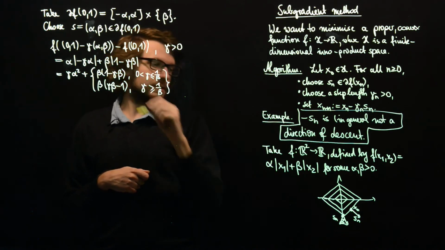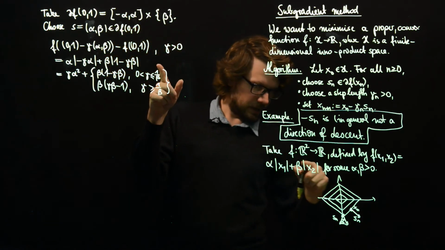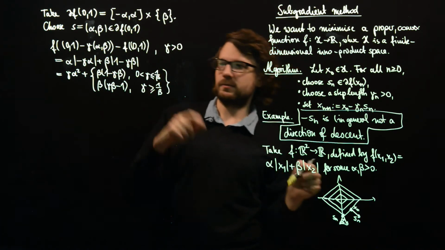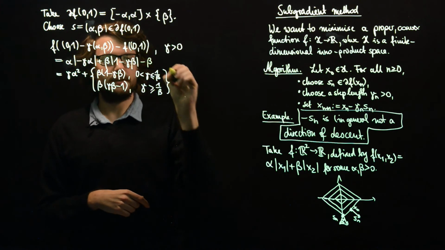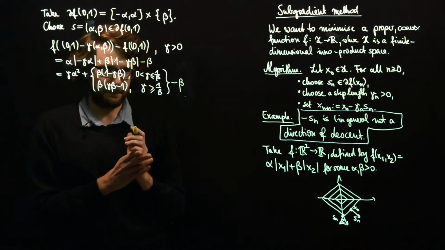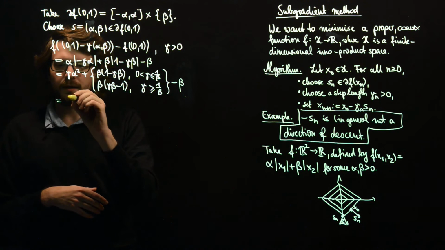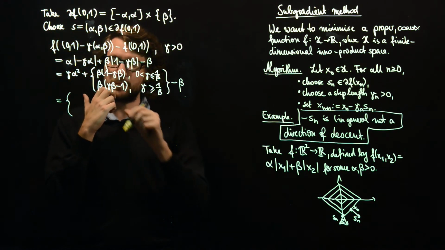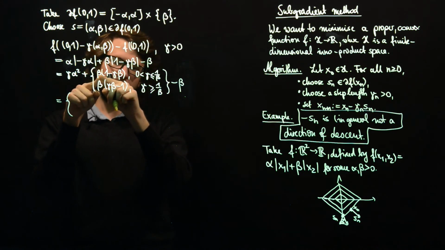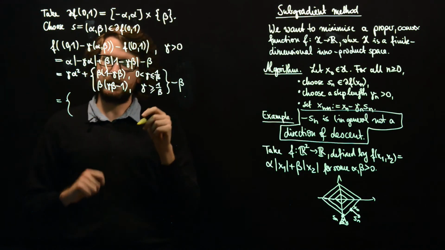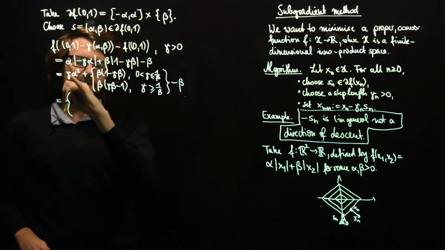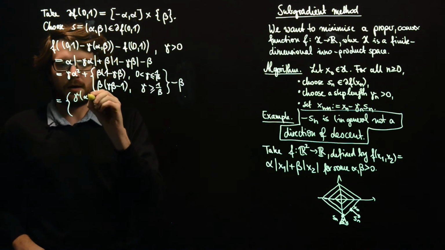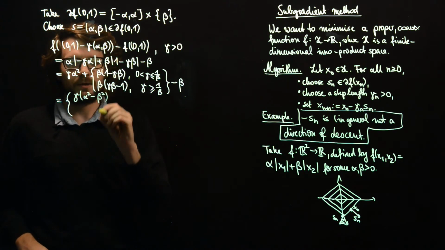f of 0, 1 is also missing here, by the way. So f of 0, 1 is just alpha times 0 plus beta times 1. So this is minus beta. Okay. And in the first case, you just have beta here. So this is just gamma alpha square minus gamma beta square. So this is gamma times alpha square minus beta square.